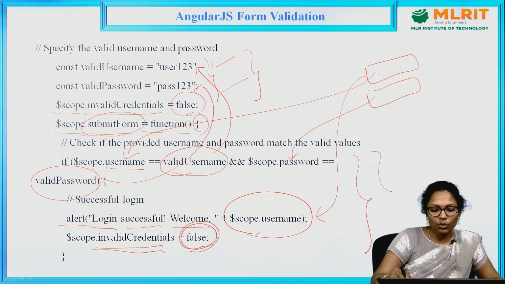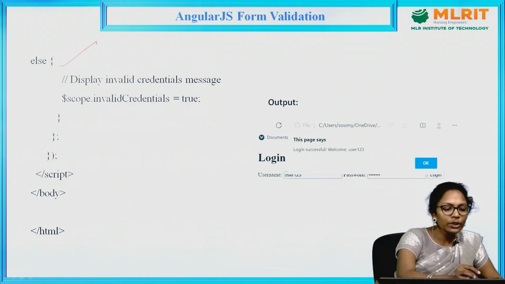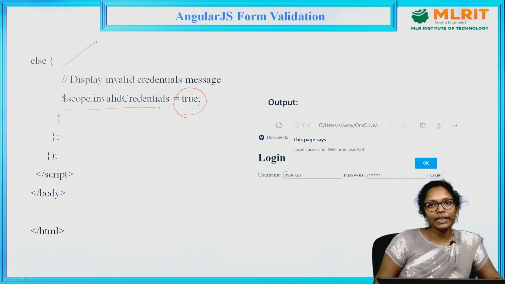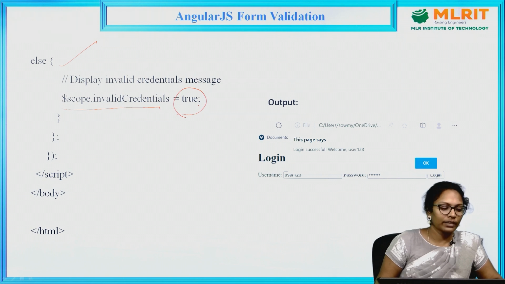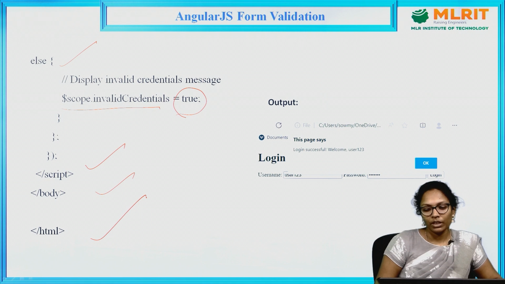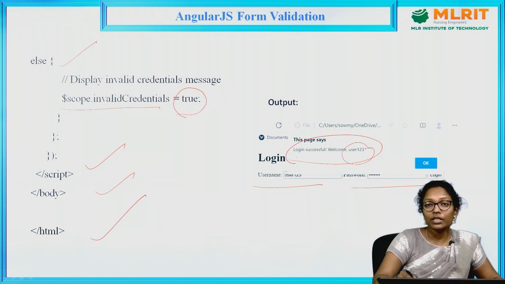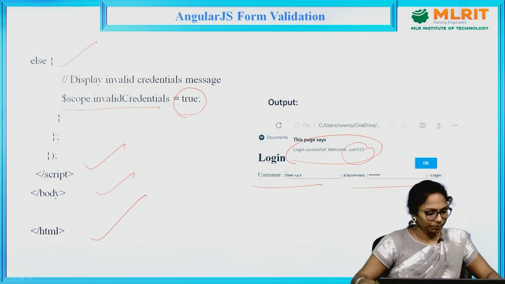So now this is over. If the values are not matching, else what I need to do? Make this invalid credentials as true. If you make this invalid credentials as true, then you will get that red message. Username or password are not matching. Try again like that. That's all, your closing script, body and HTML. So this is the output. You will get username and password. If both are correct, then you will get the message like this. Login successful, welcome. The username is user123.